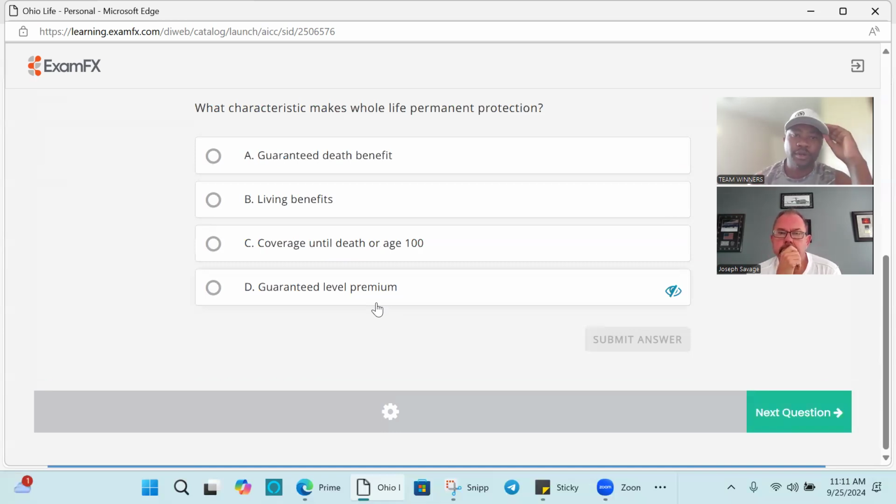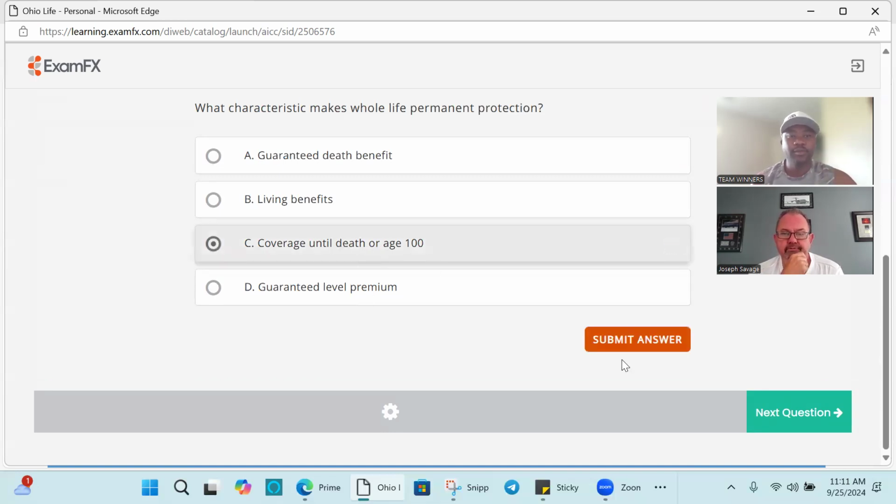What characteristic makes whole life permanent protection? Coverage until death or age 100. Yep, permanent for your whole life.